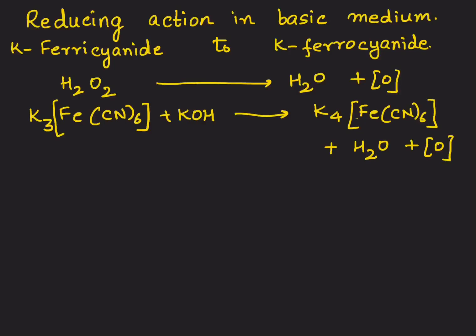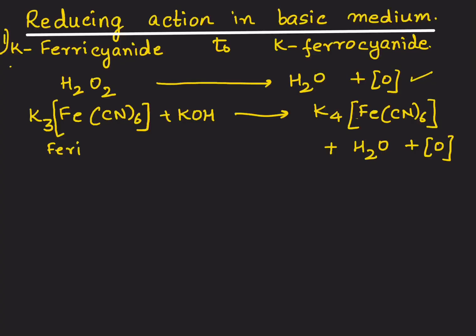Let us now go on to the reducing action in basic medium. In fact, reducing action in basic medium is very, very effective. We are going to talk about two reactions over here. Conversion of potassium ferricyanide to ferrocyanide being the first one. So again, I'll start with the same first equation. Hydrogen peroxide breaking down to give us water and nascent oxygen.